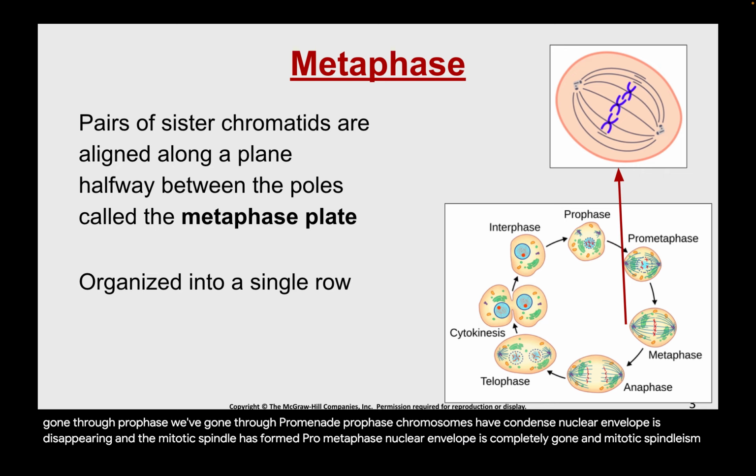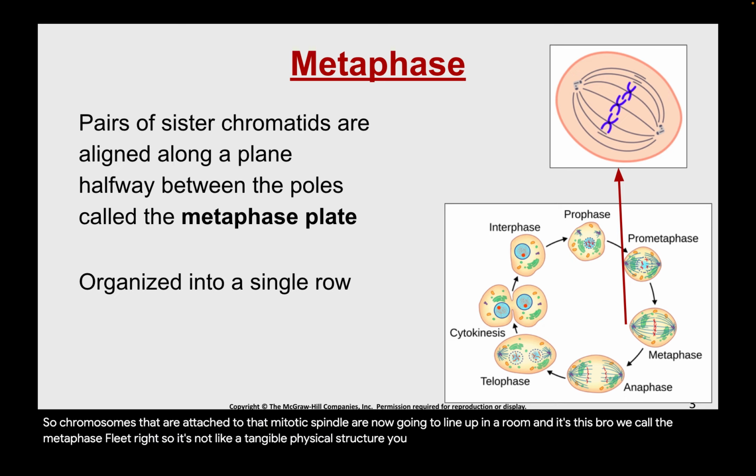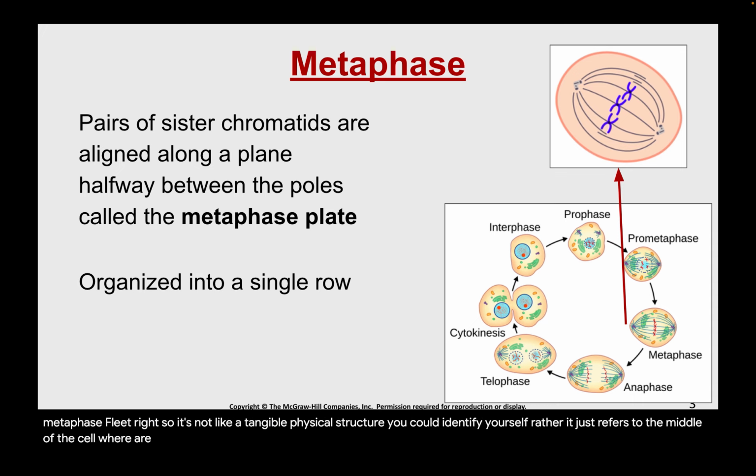That leads us to metaphase. So chromosomes that are attached to that mitotic spindle are now going to line up in a row. And this row we call the metaphase plate, right? It's not like a tangible physical structure you could identify in a cell. Rather, it just refers to the middle of the cell where our chromosomes line up in a single row.